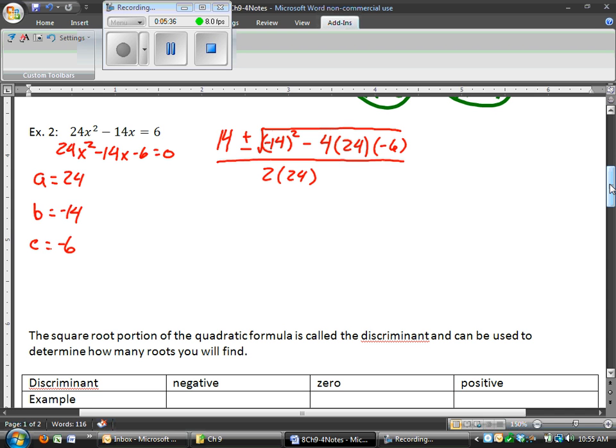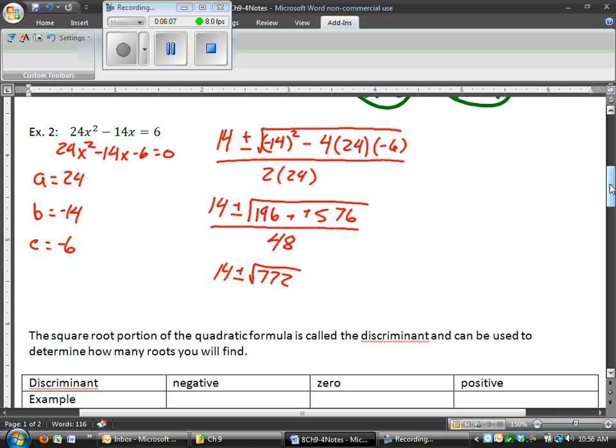Okay? So if I fill this out or start to simplify it, I get 14 plus or minus negative 14 squared is 196. And if I multiply out 4 times 24 times negative 6, I'm going to get negative 576, and minus negative becomes plus a positive, all over 48. When I add those together, I get 14 plus or minus the square root of 772, all over 48.